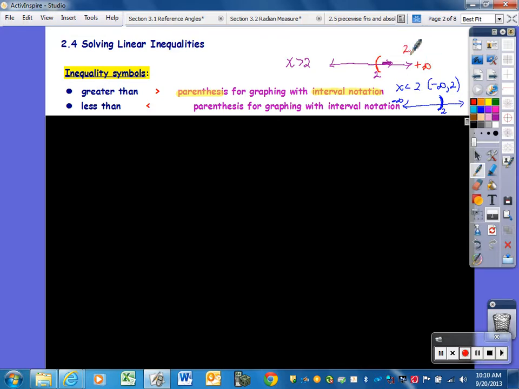Up here, we would have gone to the positive numbers, positive infinity. So we began at 2, and we went to positive infinity. 2 had a parenthesis, infinity always gets a parenthesis.